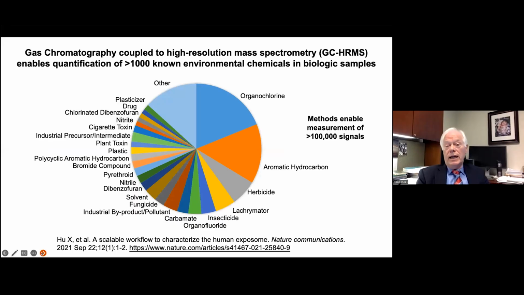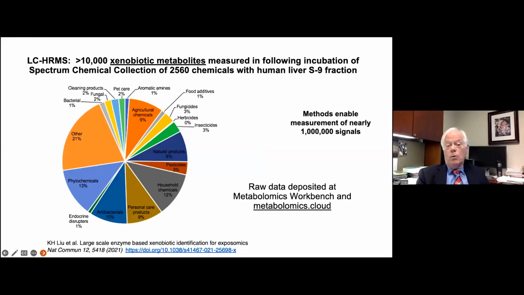Multiple labs now have high resolution mass spectrometry coupled to gas chromatography with capabilities for measuring in the range of 1,000 known environmental chemicals in small biological samples. In principle, with an untargeted approach, we can get over 100,000 chemical signals from these analyses. For liquid chromatography, it's even more powerful because there are multiple platforms available.